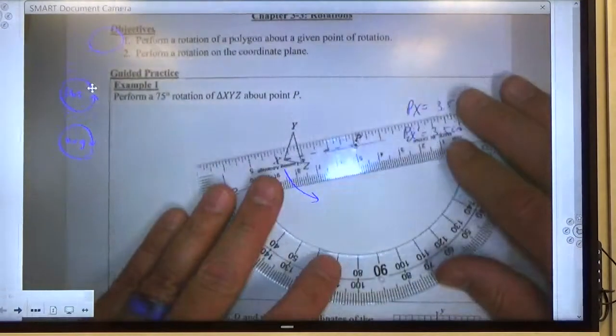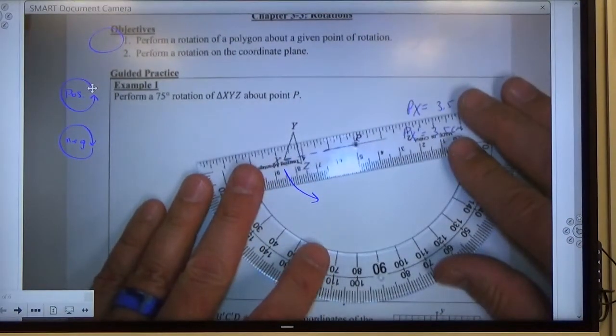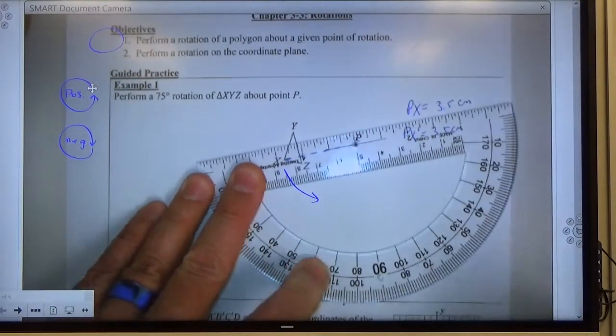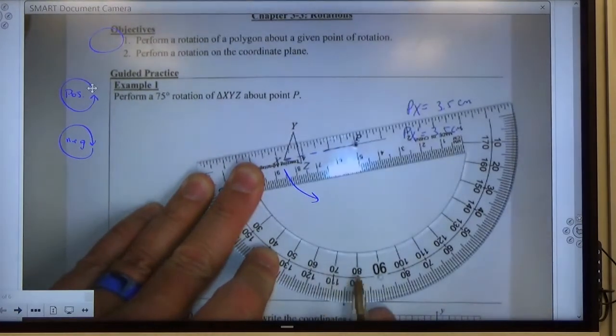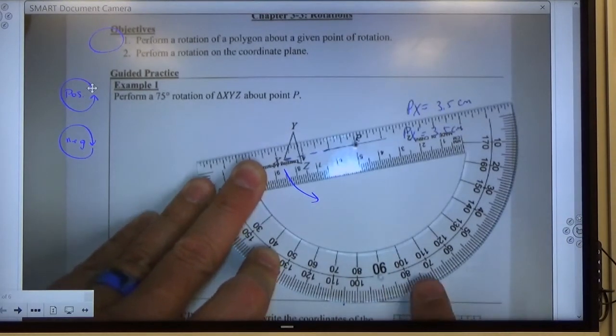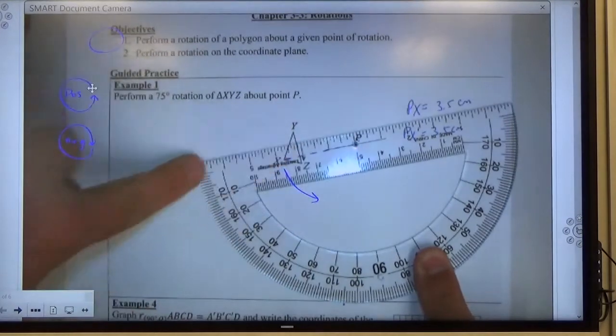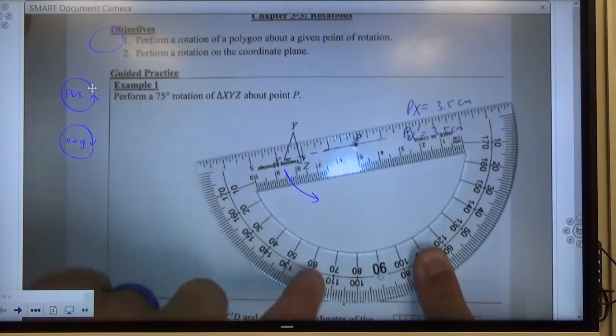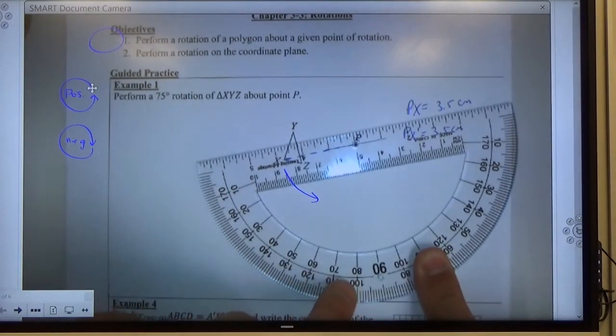So again, my protractor's on P, it's lined up along the line. Right here, here's 70, here's 80, so 75 is in between those two. So I marked it right there. Be careful I didn't come all the way over here because that's beyond 90 degrees. So I'm starting at 0, 10, 20, 30, 40, 50, 60, 70, 80. These are my 2 numbers. I need to be between those halfway. So be careful when you're measuring the angle.